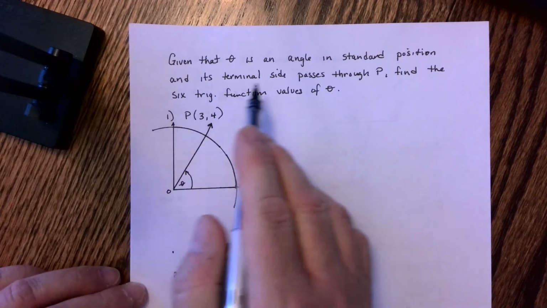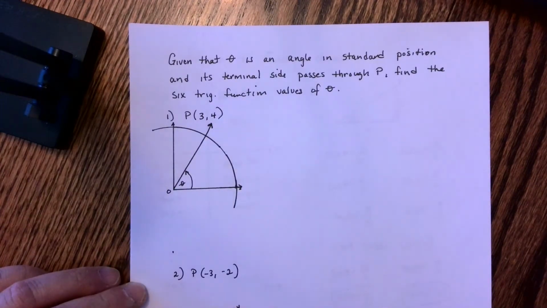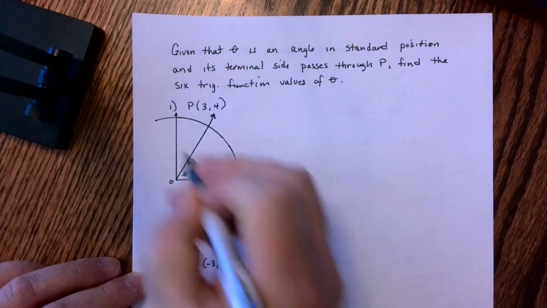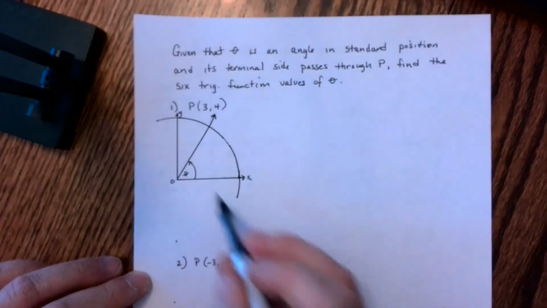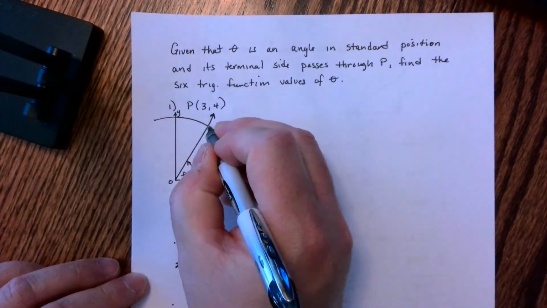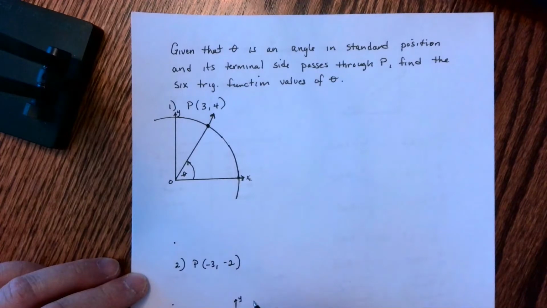Given that theta is an angle in standard position, and its terminal side passes through point P, find the 6 trig function values for theta. So here's our drawing that we're dealing with here. Of course, here's the x-axis, here's the y-axis, and we are on the circle. Point P is where your terminal side and the circle intersect.